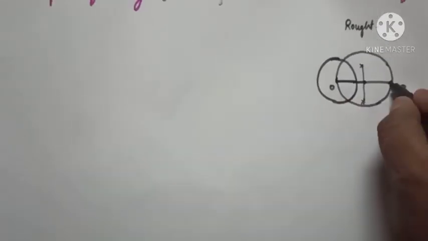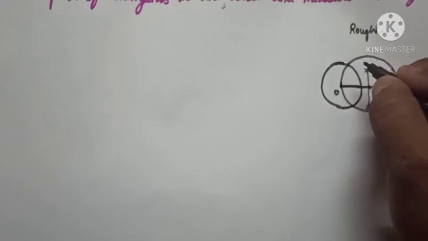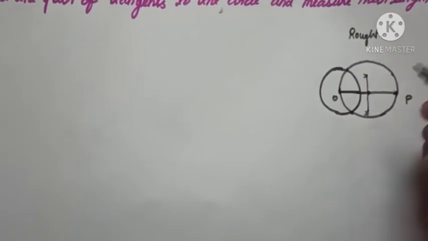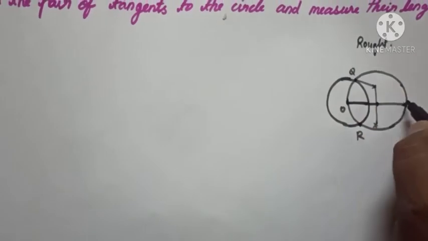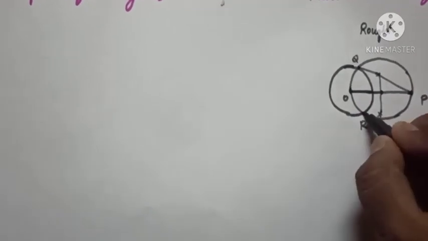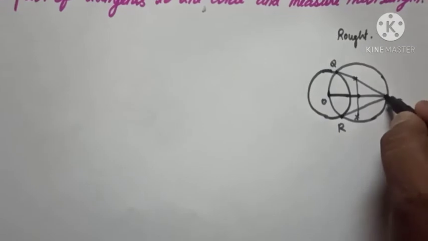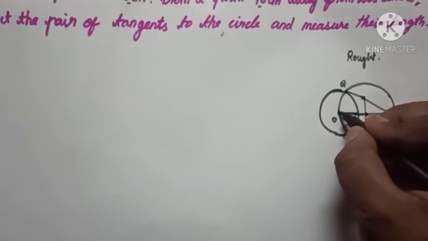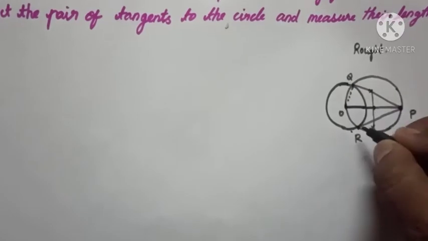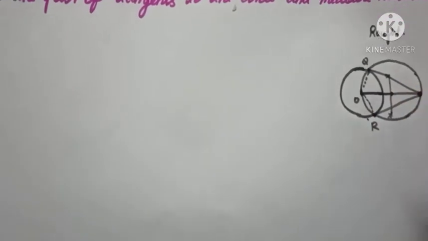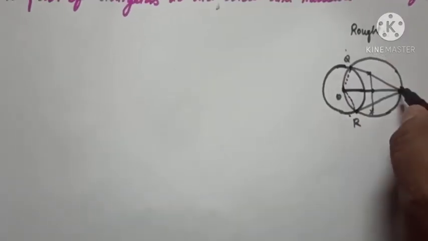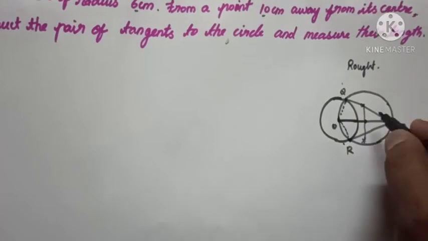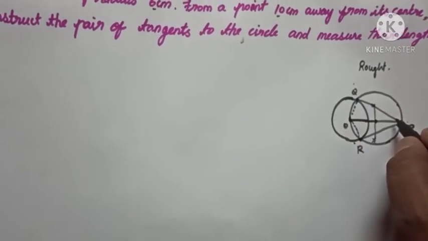So this is the point P. This is one intersecting point and this is another intersecting point. I take them as Q and R. Now I join PQ and PR. PQ and PR are the tangents. OQ and OR are the radii. Now consider triangles ORP and OQP, which are right-angled triangles. Using the Pythagoras theorem we find the length of the tangent.